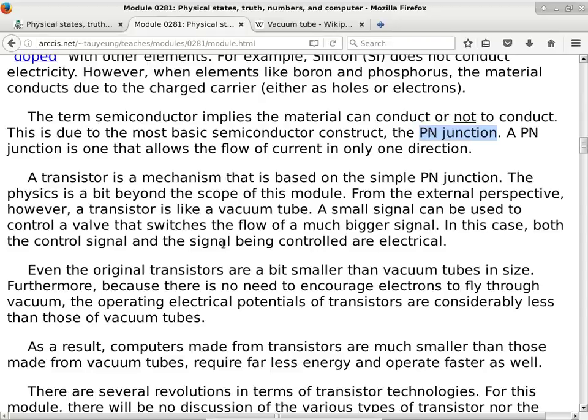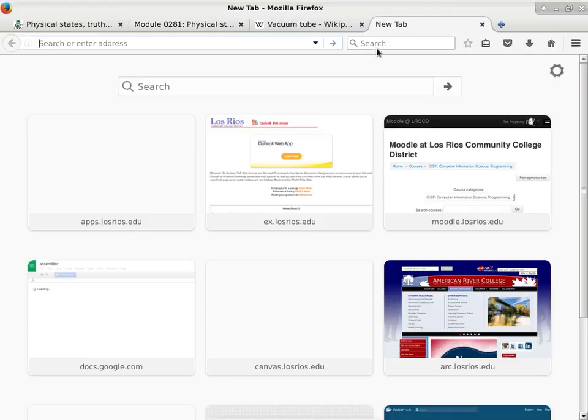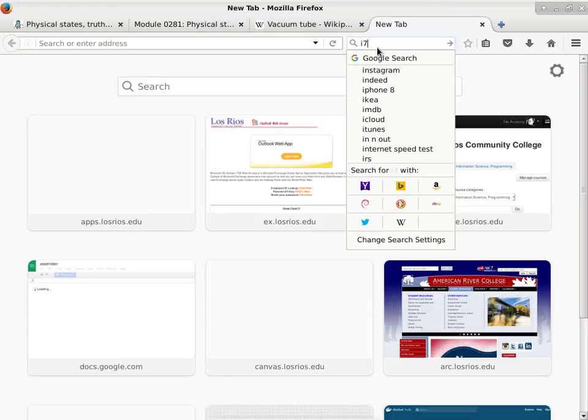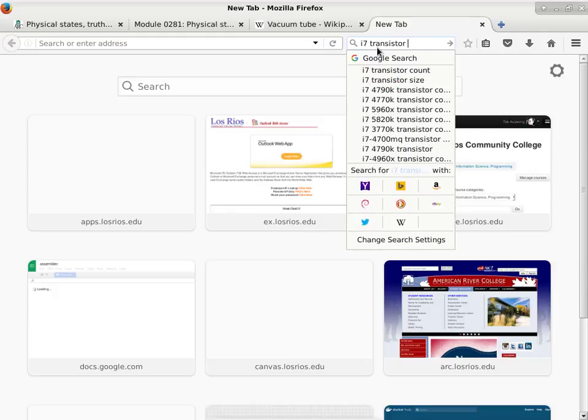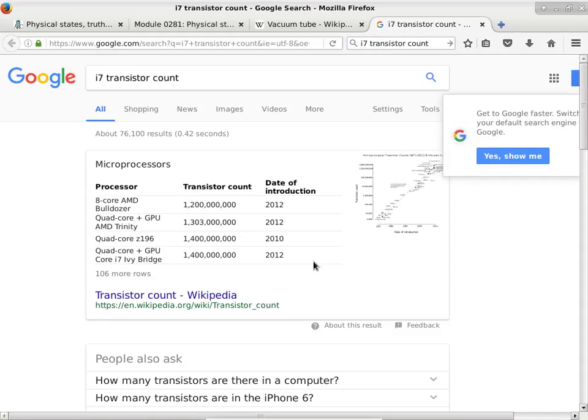You can find out the exact number. You can just type in Google, I7 transistor count. I'm pretty sure the first 2 links will give you a number. It varies depending on which variant of the processor you're dealing with. But does anyone know the order of magnitude? No? Okay, I'm curious. I gotta find out. I7 transistor count. There we go.